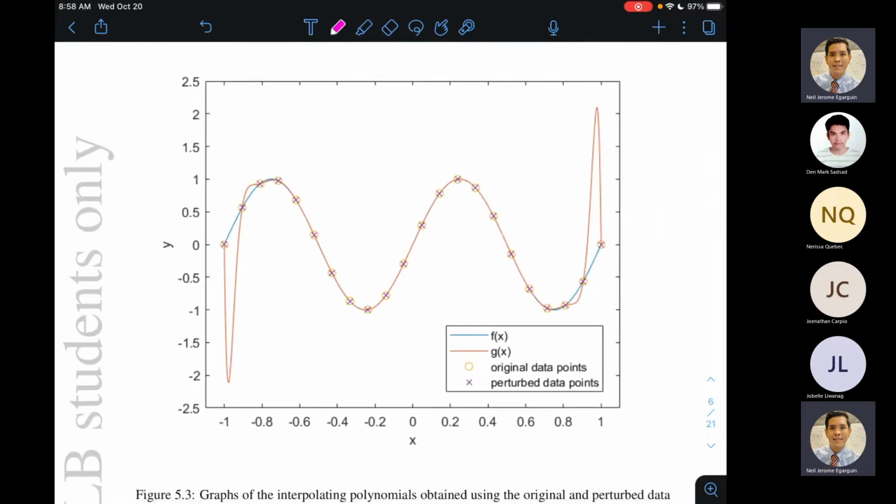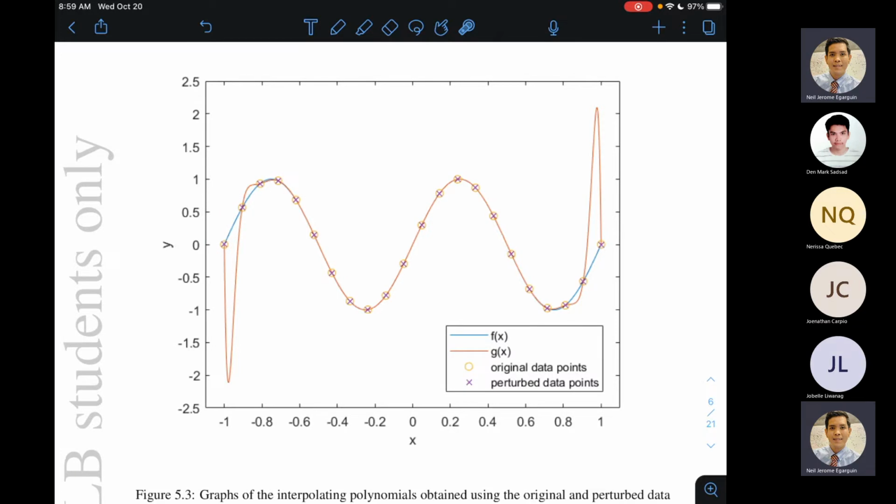Sa figure 5.3, makikita natin yung overlapping graphs nung little f. Si little f, ito yung una nating nakuha ang interpolating polynomial using the actual data or the original data points. Tapos si g, represented by the orange line, siya yung nakuha natin using the perturbed data, right? You'll see that they both interpolate their respective data sets kasi nagpa-pass through yung graphs dun sa mga data points na ginamit. Okay?